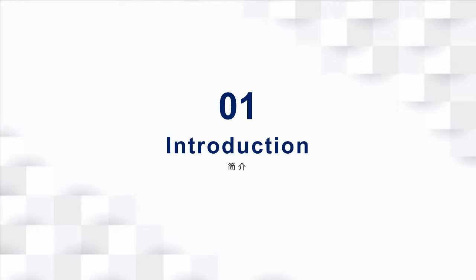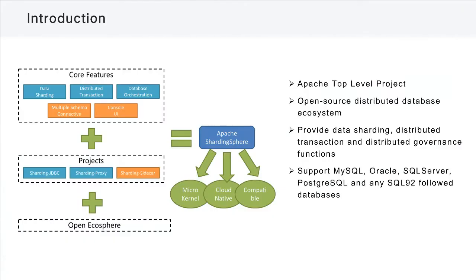You may wonder, what is Apache ShardingSphere? Apache ShardingSphere is the top-level Apache project and the first distributed database middleware of Apache Software Foundation. Now, the project has more than 200 community contributors and hundreds of practical cases in various industries.